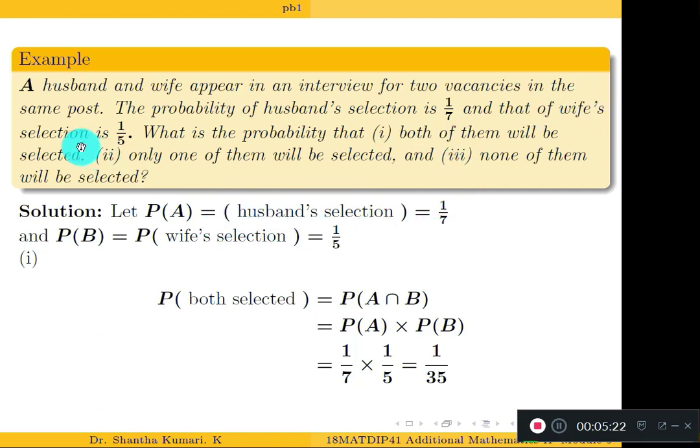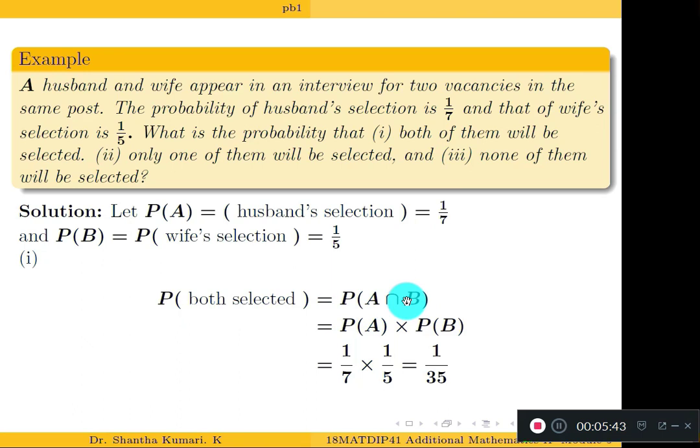And the second probability is given, wife selection. P of B equal to P of wife selection, which is 1 by 5. So P of A and P of B are given to you. First question, what is the probability that both of them will be selected? That means both husband and wife selection.